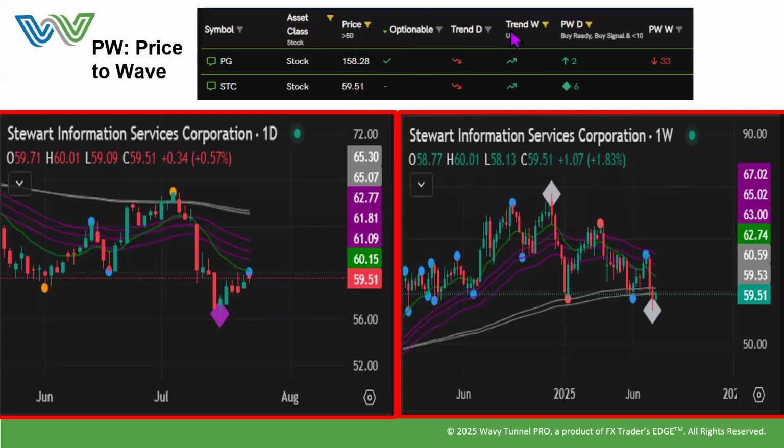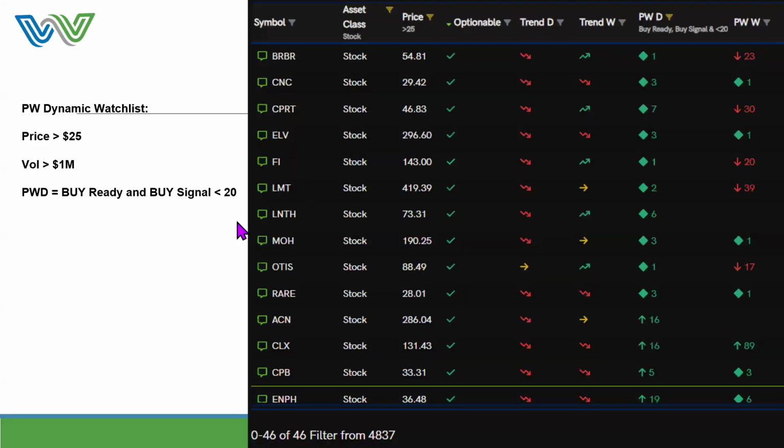But both of these stocks have the uptrend for the weekly and have a downtrend for the daily for this particular setup. And this is the dynamic watch list. So if you want to take a screenshot of this and have a look on your own, you can have a look at all of these setups.